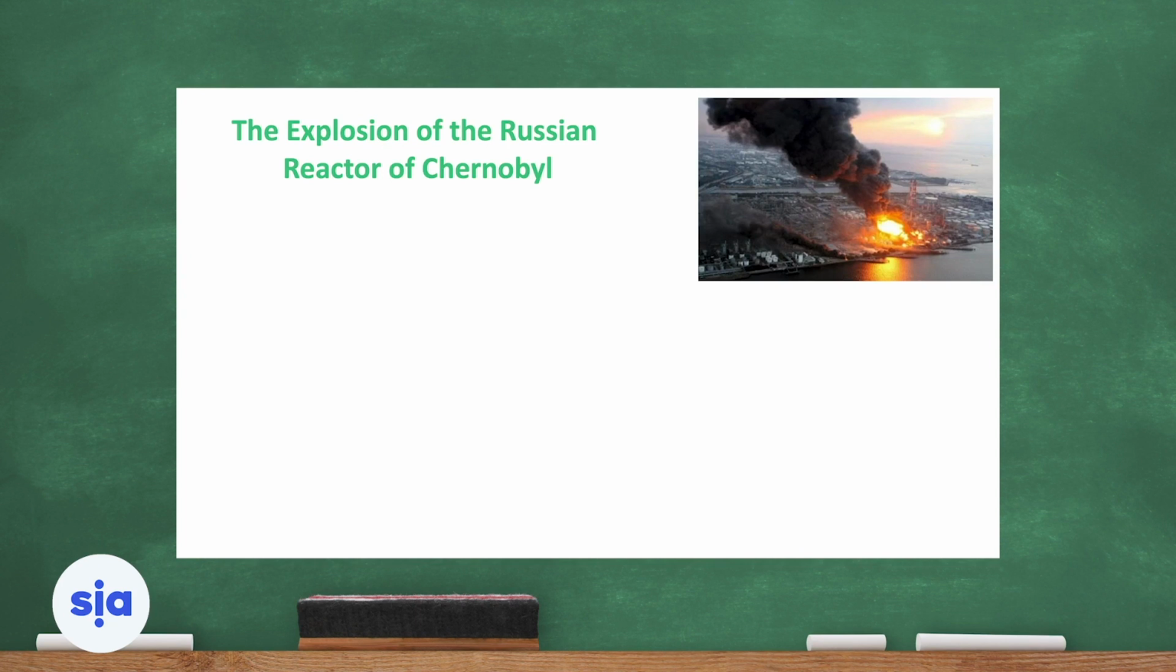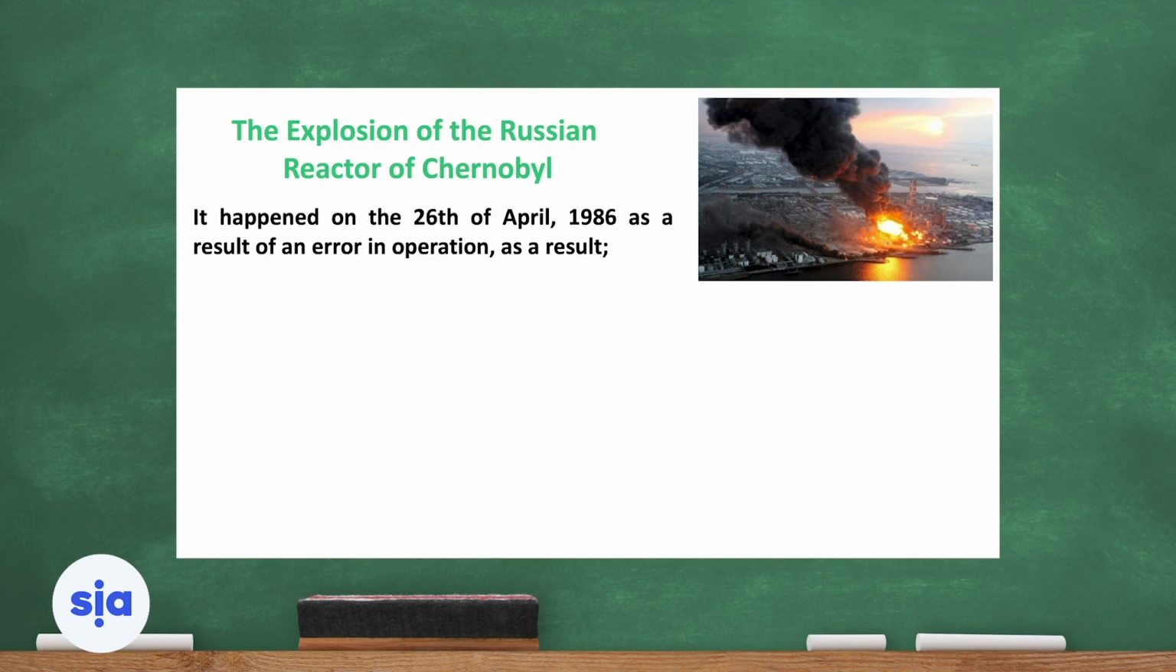this was a real example of an explosion of the Russian reactor of Chernobyl. It happened on the 26th of April, 1986. It was a result of an operational error inside the reactor. It resulted in melting of the reactor core and a very huge nuclear explosion and release of many radioactive elements.